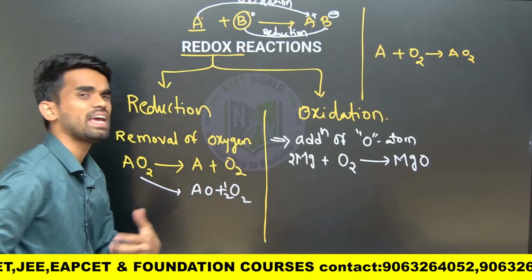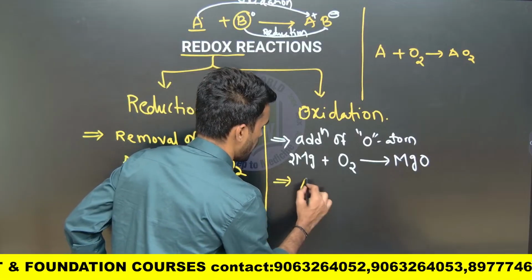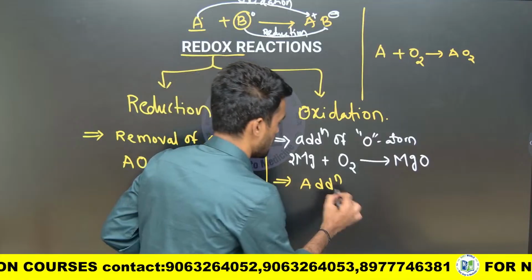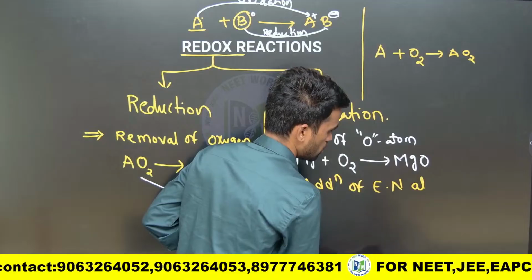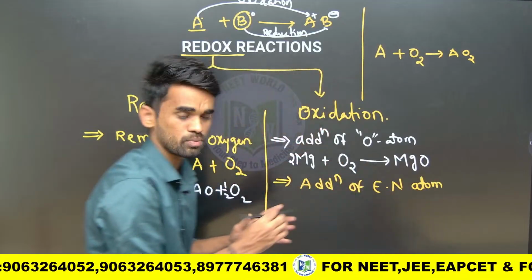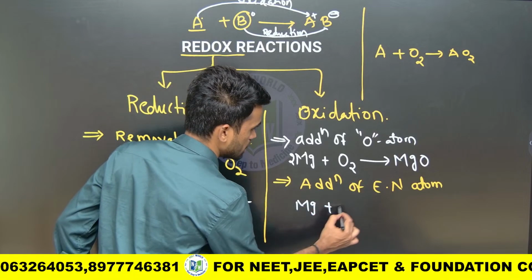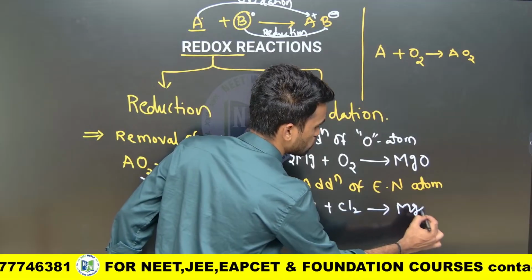Now in terms of electronegative atom also, you can write addition of electronegative atom. We know oxygen is also an electronegative atom, so in that way also you can say addition of electronegative atom. I can also say this is an oxidation process. For example, to the same magnesium, I am adding chlorine. So what will be the product? MgCl2 will be the product.